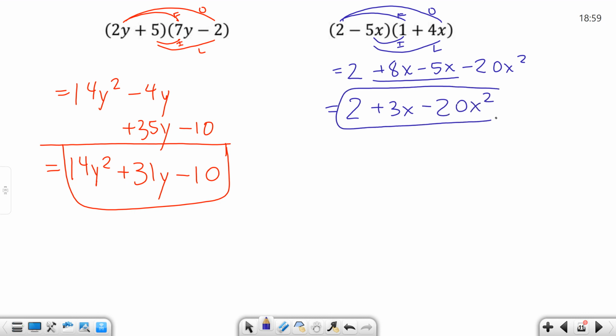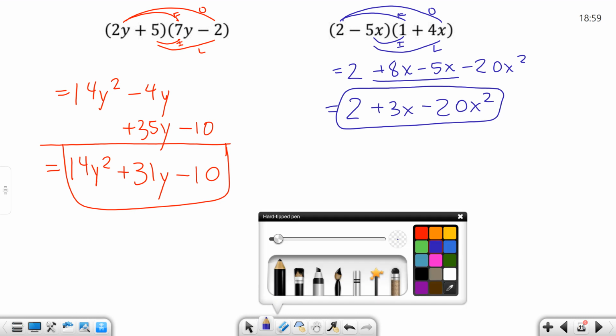Now, this answer here is fine for me unless I'm telling you to put it in descending order, or the book does, or your software package does, or your teacher does, which means you would need the negative 20x squared first. So just be aware, if you're told descending order, you've got to turn that around, put the x squared first, the x next, and the number last.